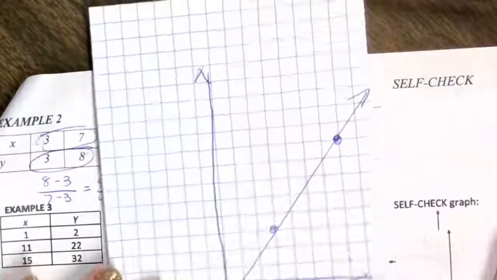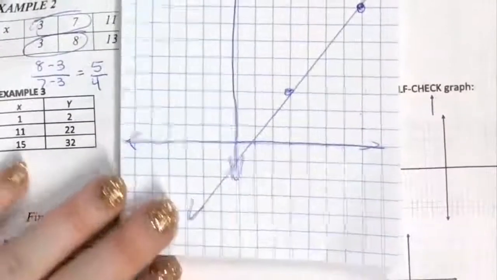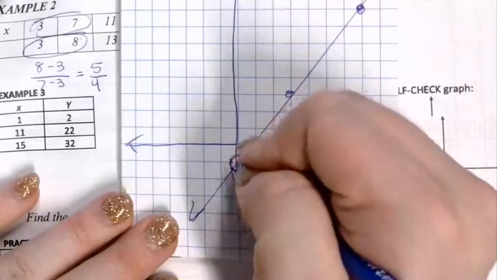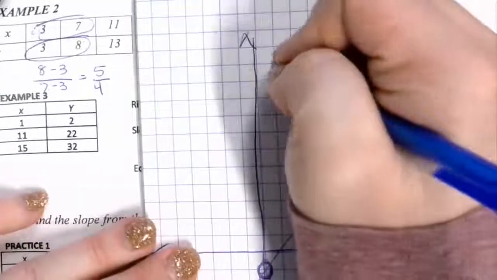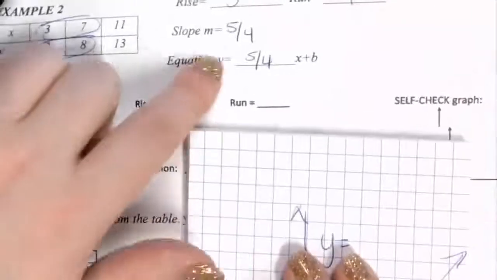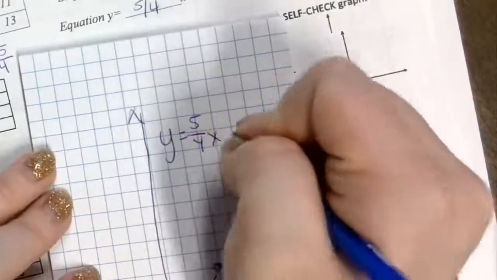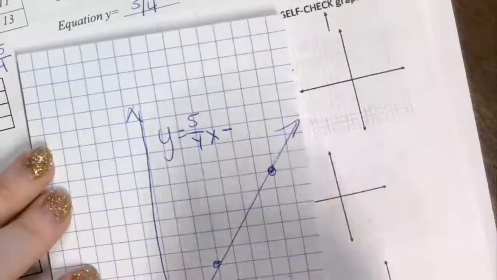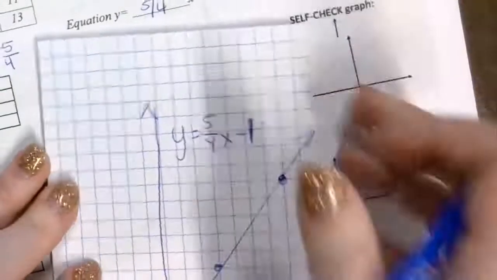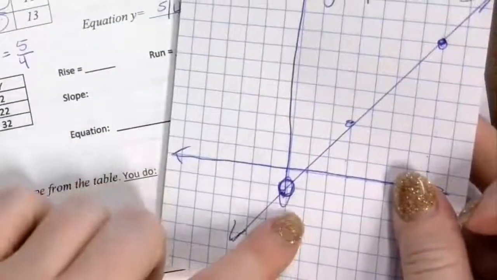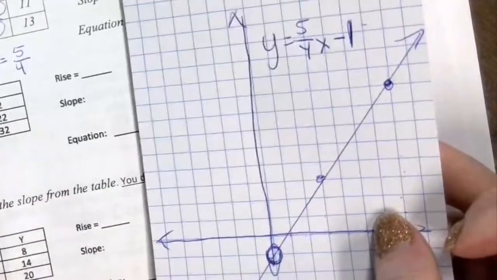Alright. So my straight edge, when I draw this all the way out, I can see my y-intercept right here. So my equation would be y equals, and I have my slope 5/4. So 5 over 4x minus 1. It looks like that's what my y-intercept is. So I got my y-intercept from graphing.